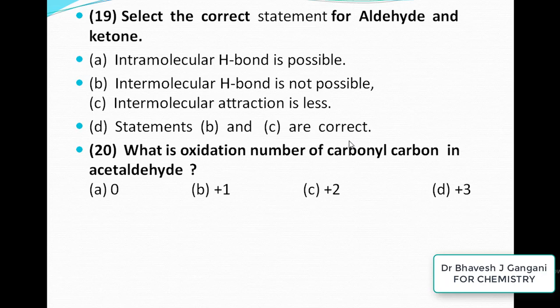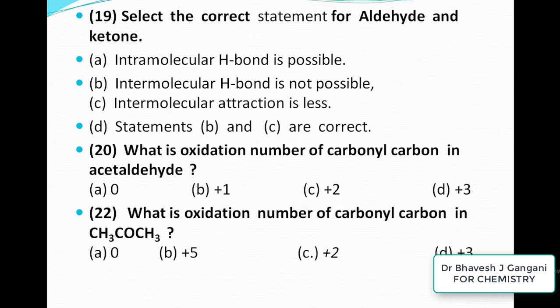What is the oxidation number of carbonyl carbon in acetaldehyde? Acetaldehyde में carbonyl carbon का oxidation number क्या है? You know very well, in aldehyde, if it is formaldehyde, then oxidation number of carbonyl carbon is 0. In all other aldehydes, carbonyl carbon oxidation number will be 1, and in ketone it will be 2. So here it is aldehyde given. For other than formaldehyde, oxidation number of carbonyl carbon will be 1. So answer of this question is 1.